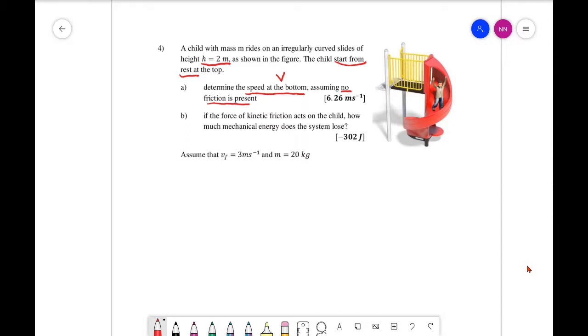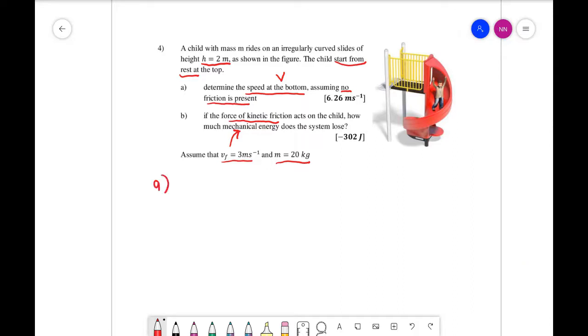And then B, if the force of kinetic friction acts on the child, how much mechanical energy does the system lose? Assume that V final is 3 meter per second and mass 20 kg. Assumption ni adalah untuk soalan B. Sebab soalan A kita kena cari final speed dia, V final dia. And kita buat assumption no friction.